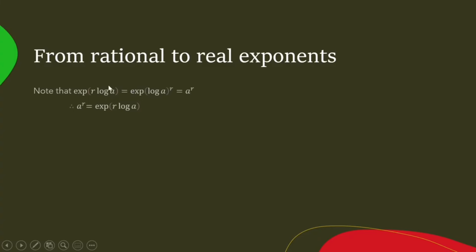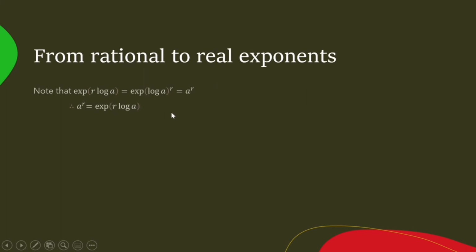So it didn't really matter what this number here was. It could have been anything. It just so happens that it's log of a. But since it is log of a, then exp and log undo each other, and so we're just left with a and then to that power r still. So therefore, if we just read this backwards now, what we have is a to the power r is equal to exp of r times log of a.